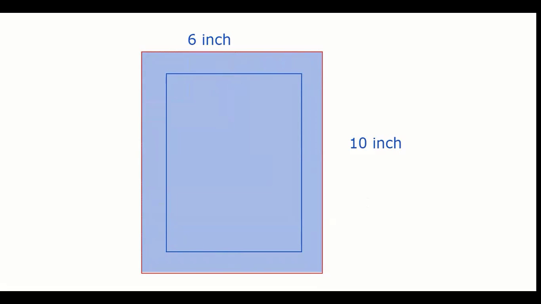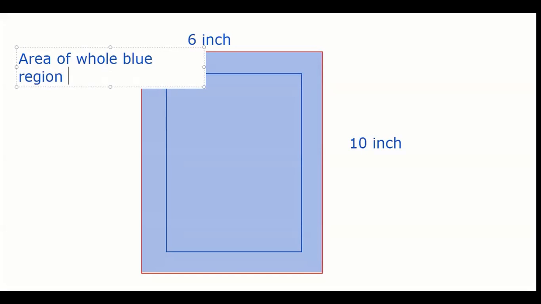So I'll say the area of the whole blue region is length 10 multiplied by breadth 6, which is 60. Everybody agree on that? Say yes or no, then I'll move to the next one. 10 into 6. Now, if I say inside this is 8 and this is 5, and I put another color here.